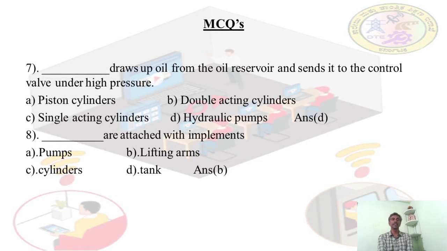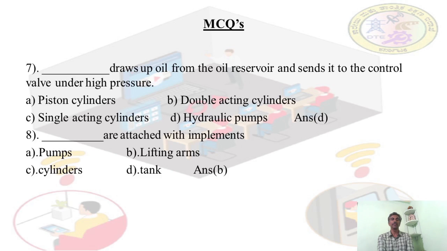Next MCQ, the 7th one, is: dash draws up oil from the oil reservoir and sends it into the control valve under high pressure. Here your options are, first, the piston and cylinder. It does not pressurize the oil. Second is the double acting cylinder. Here also it is not pressurizing the oil. Then the third one is the single acting cylinder. It is also not pressurizing the oil. The fourth answer is the hydraulic pump. The correct answer is the hydraulic pump, which pressurizes the oil from the reservoir to the control valve.